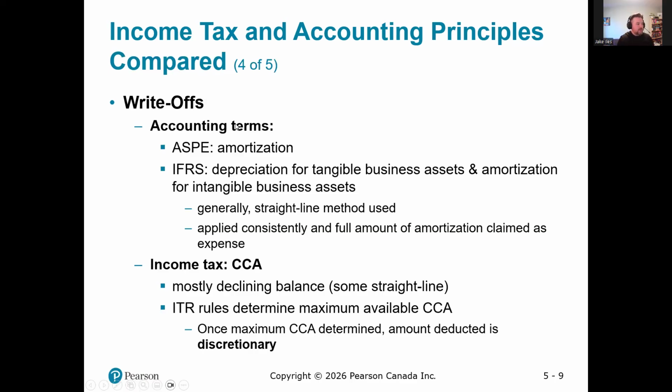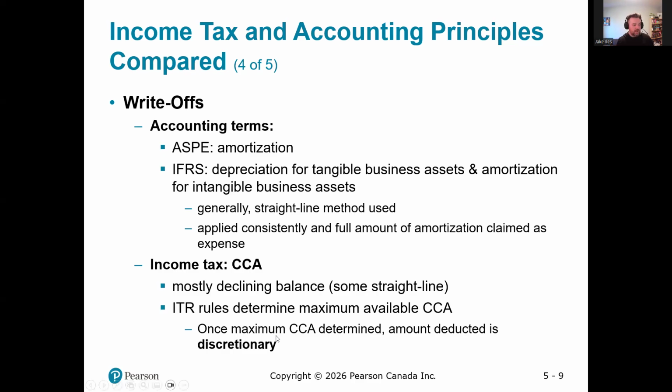In accounting terms, ASPE considers the write-offs from acquisition costs to be amortization. IFRS uses depreciation for tangible business assets and amortization for intangible. Generally, they'll use straight line or a method based on usage. Income tax, CCA, is mostly declining balance. There are a few caveats to that. Some classes don't use declining balance, they use straight line, but we'll address those as we go through the classes.